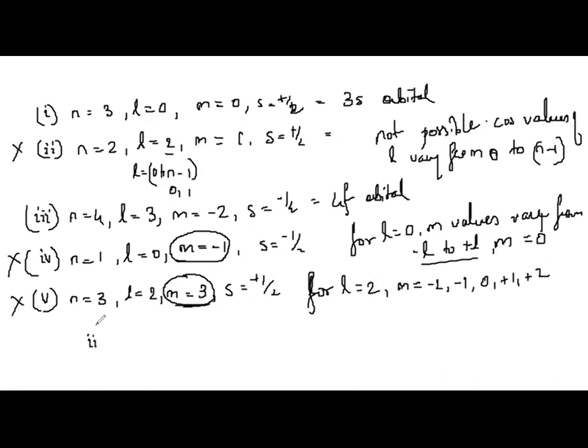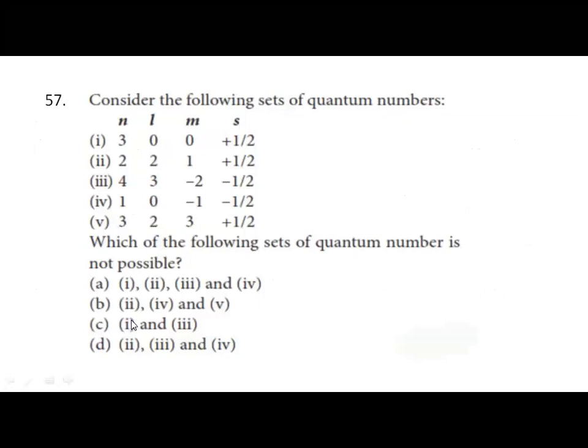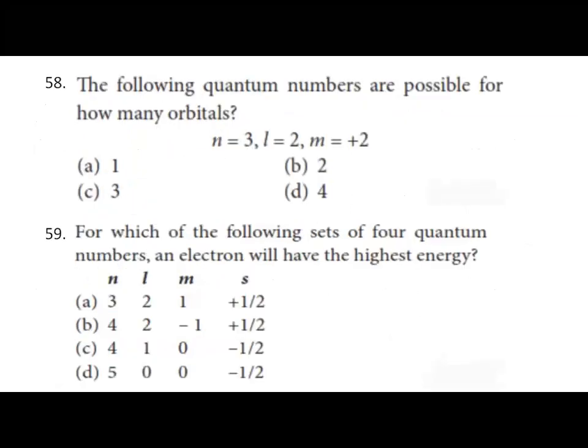So second is not possible. Fourth is not possible. And fifth is not possible. So second, fourth and fifth, all those are not possible. So which is the correct option? It is option B. Second, fourth and fifth are the sets of quantum numbers which are not possible.